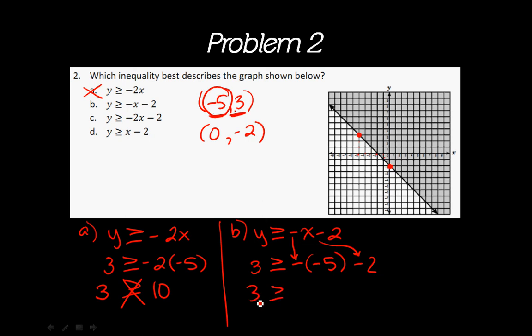So negative and negative make positive, so that's a 5. And of course, 5 minus 2 is 3. So 3 is not bigger than 3, but it is equal to 3. And if you notice, there's that line underneath. So that means it can be bigger than, or it can be equal, and that's okay. All right? So if you were to go on and do the other point, the 0, -2, we're going to see that it also works.